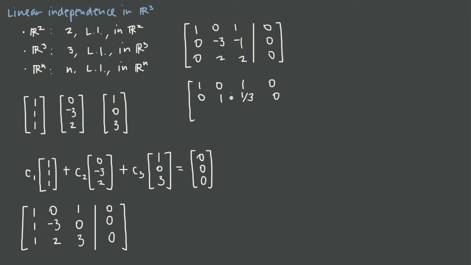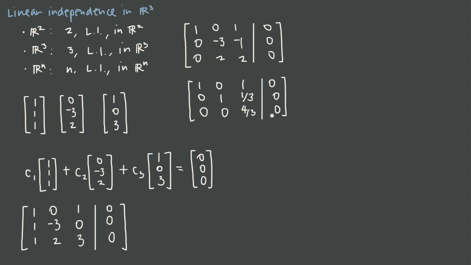So in order to do that, from this new second row here, we'll subtract out 2 of this new second row. So we'll say 0 minus 2 times 0 is 0 minus 0, or 0. 2 minus 2 times 1 is 2 minus 2, or 0. 2 minus 2 times 1/3 is 2 minus 2/3, or 4/3. And 0 minus 2 times 0 is 0 minus 0, or 0.